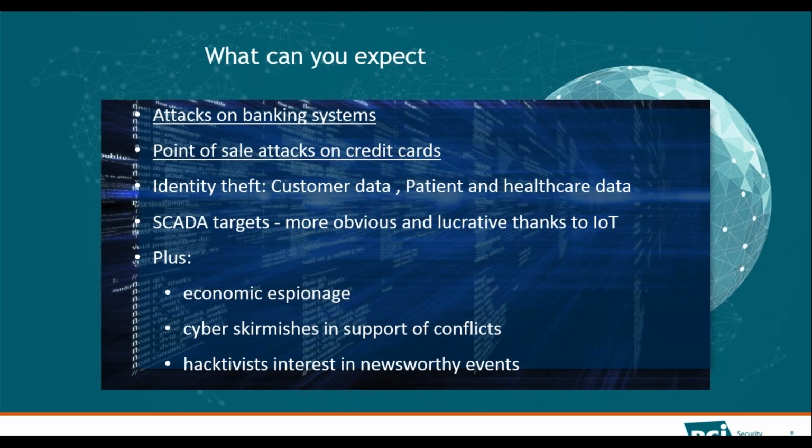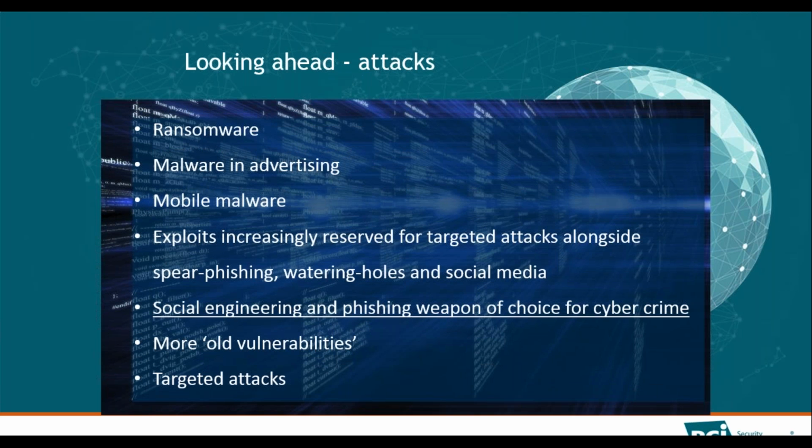Now, with the tokenization of credit cards, perhaps credit card hacks and credit card phishing may decrease, but banking systems will always be the prime targets. Looking at attacks, the number one thing would always be ransomware. It's easy, makes a lot of money, nobody dies, and it is very, very difficult to catch using your traditional firewalls and antiviruses. But again, social engineering and phishing remain the weapon of choice for cybercrime.